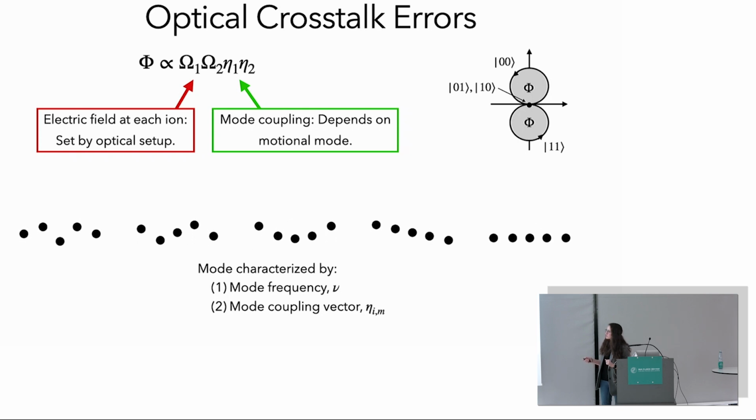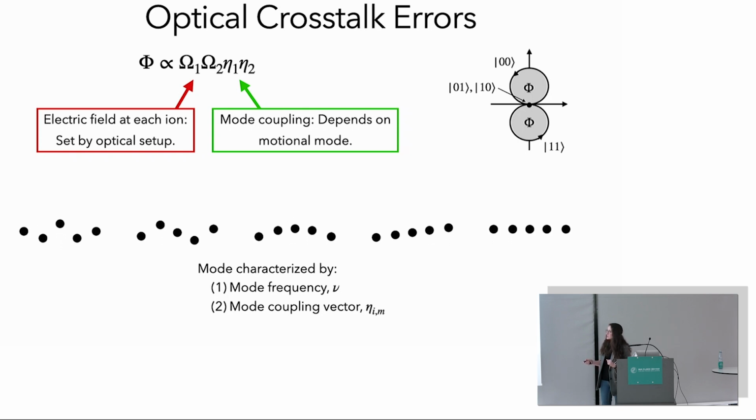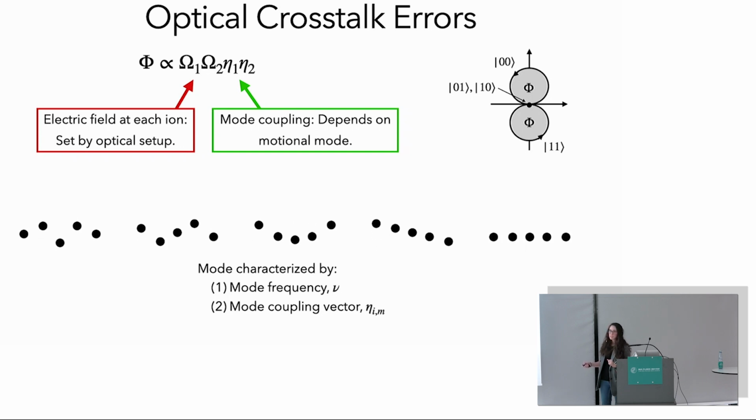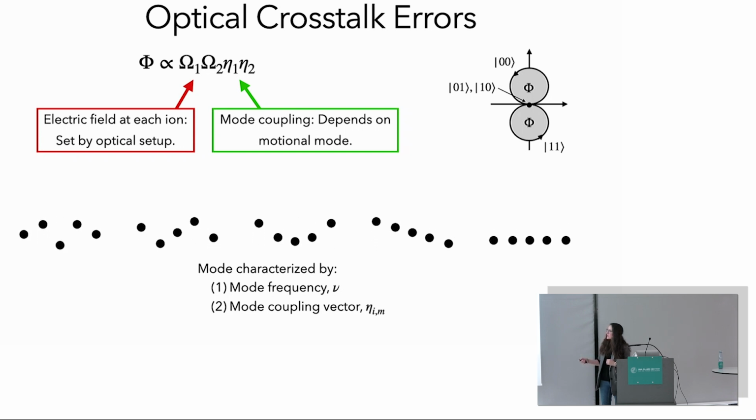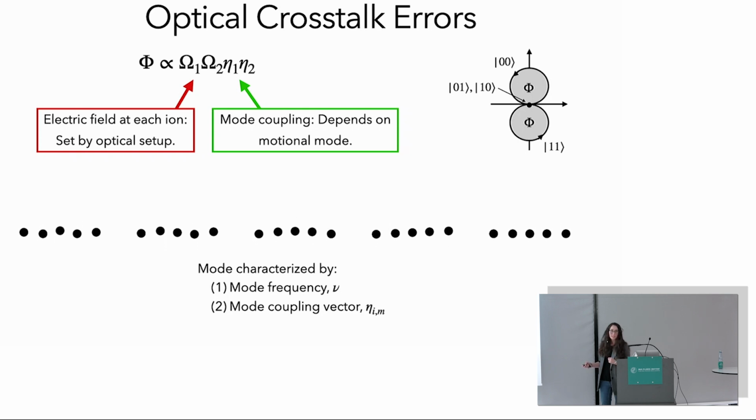So these are our 5 modes of a 5-ion chain. Each mode is characterized by 2 things. One is the mode frequency. This is the secular frequency of the ions, the frequency of the motion in the trap. And the second is the mode coupling vector. This mode coupling vector is how strongly each of the ions is coupled to the motion in each mode.